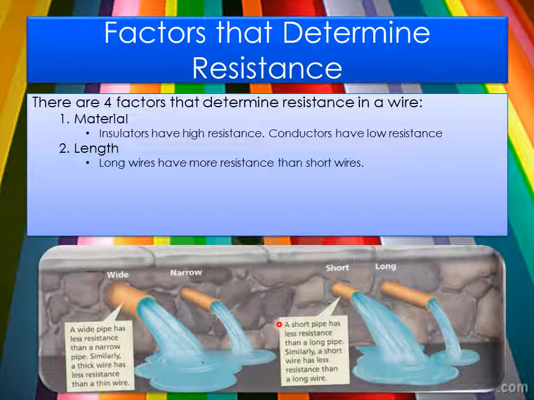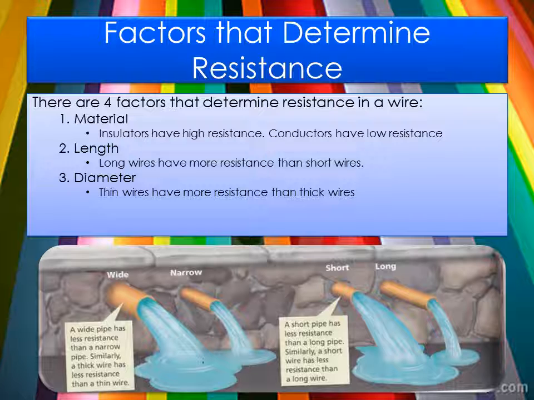And you can read here, a short pipe has less resistance than a long pipe. Similarly, a short wire has less resistance than a long wire. So just look at this diagram here. There's more resistance, or it's harder for electricity to flow through a longer wire, just like the tunnel here, or the pipe.